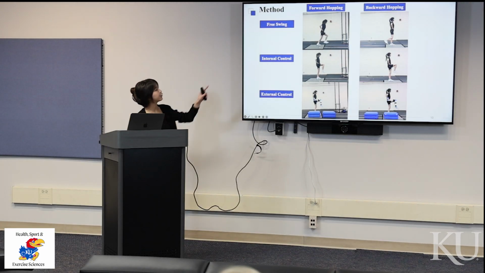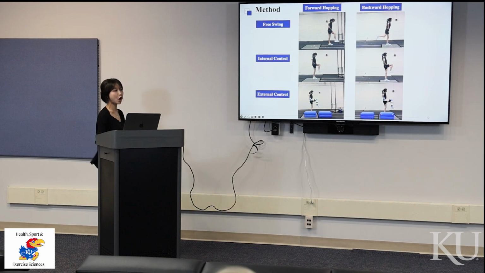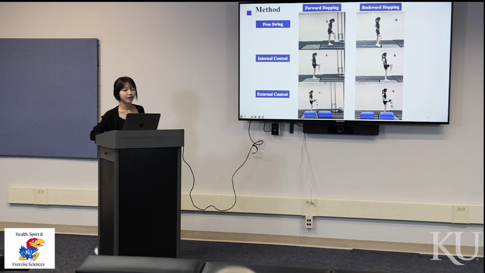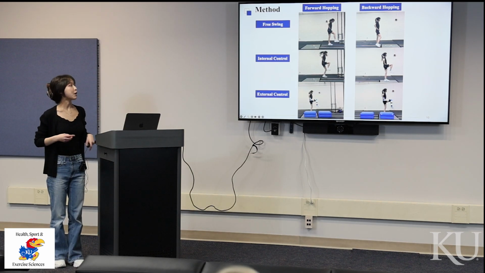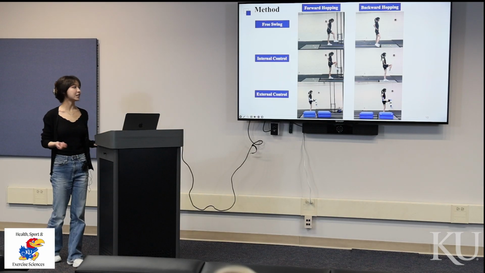Okay, and this is the free swing condition. For the free swing condition, we will ask the participant to freely swing their non-jumping leg to help them jump as far as they can. And for the internal control condition, we will ask the participant to hold the knee and hip angle at 90 degrees while jumping.